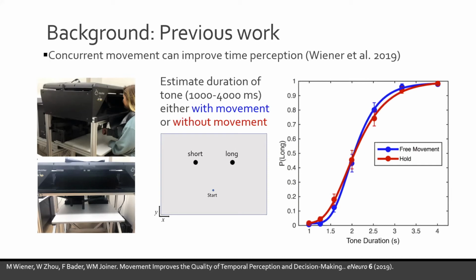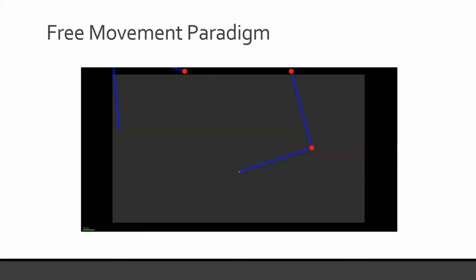Here are the results from that study, which showed that people in the free movement group had a steeper psychometric function, indicating they had greater perceptual sensitivity than the people in the hold group. We're actually building on this study in the work I'm presenting now. And here is a quick video illustration of how a trial would have gone. So they are hearing the tone, and then they are deciding eventually to select the short response.